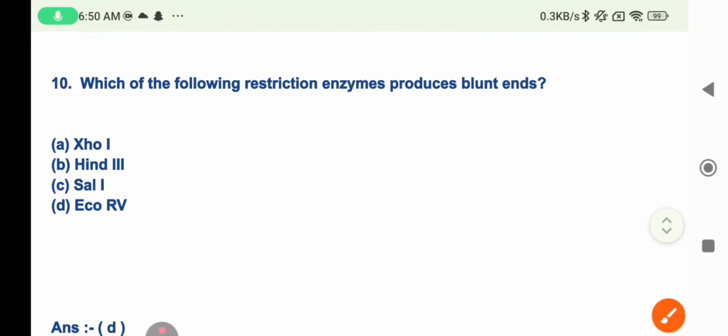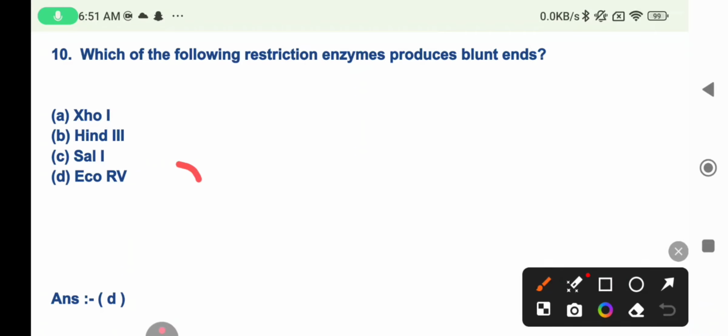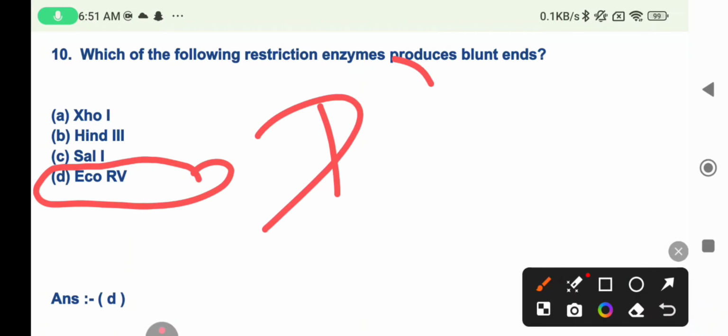Now move on to question number 10. Which of the following restriction enzymes produces blunt ends? And here the options: option A XhoI, option B HindIII, option C SalI, and option D EcoRV. And the correct answer is option D, EcoRV.